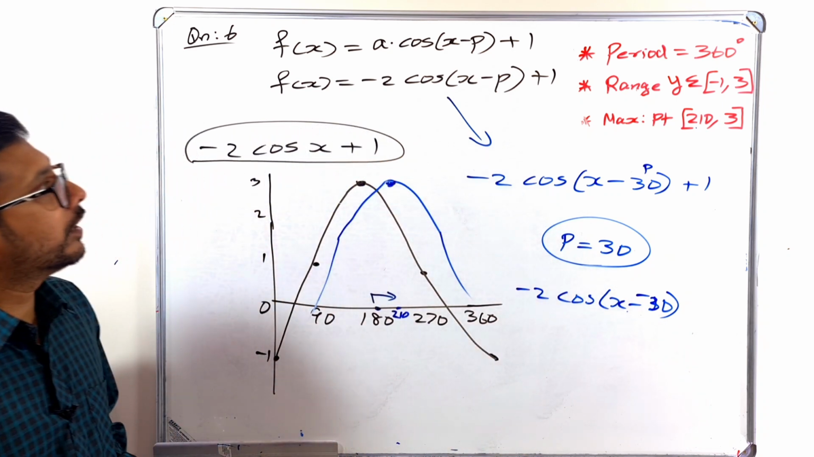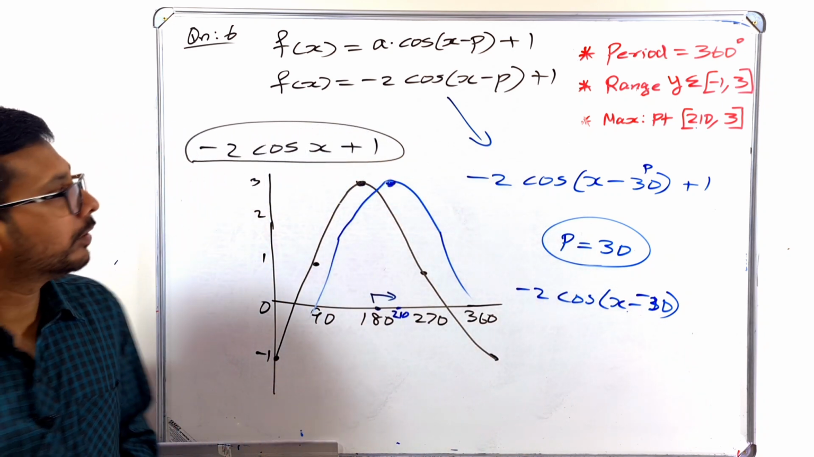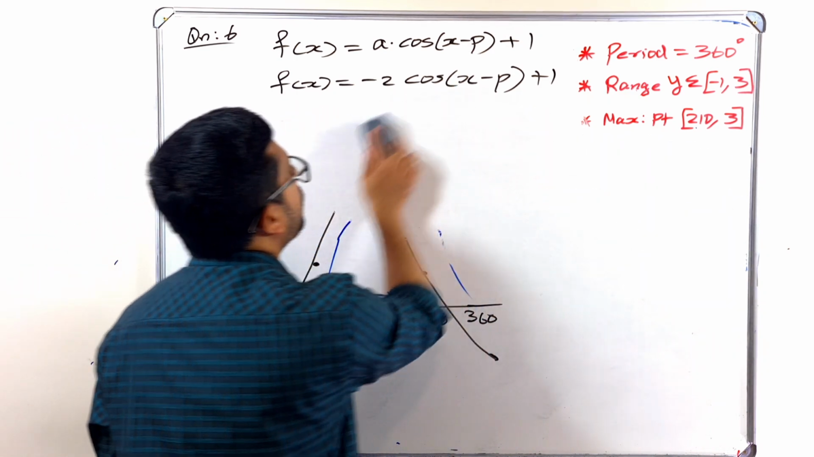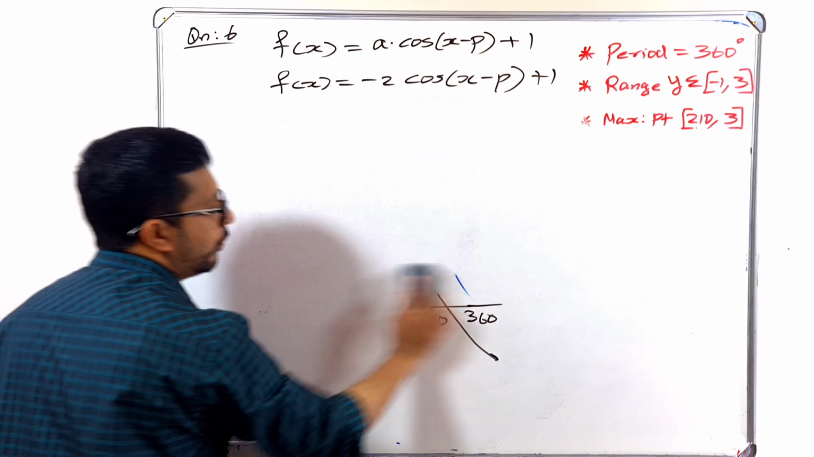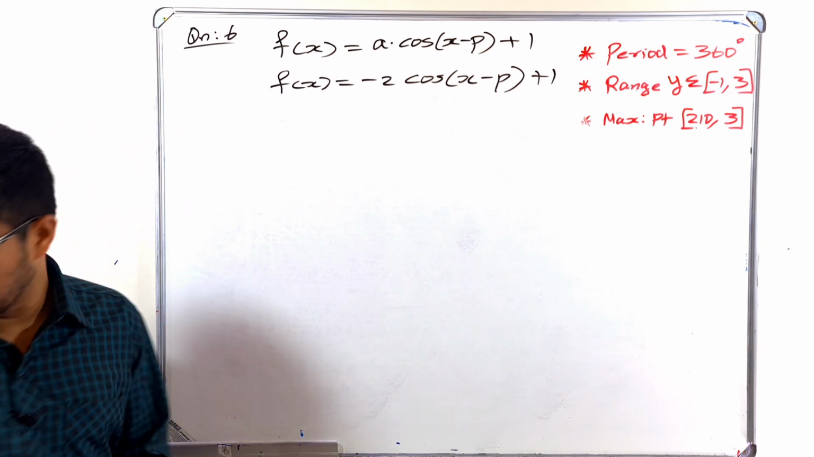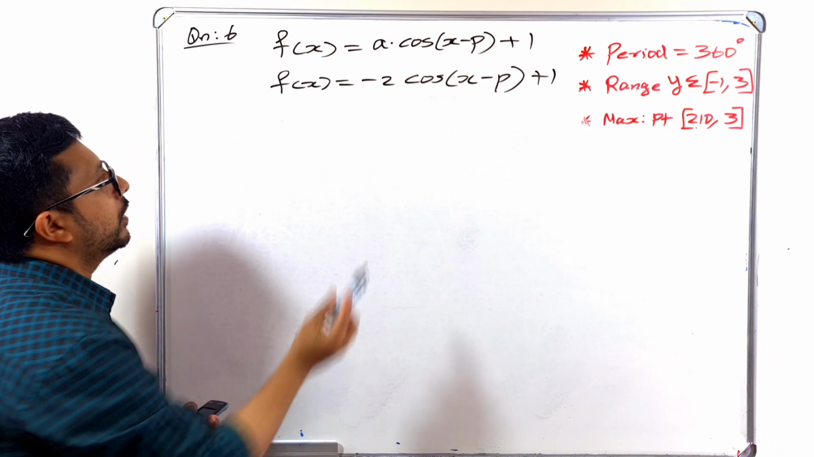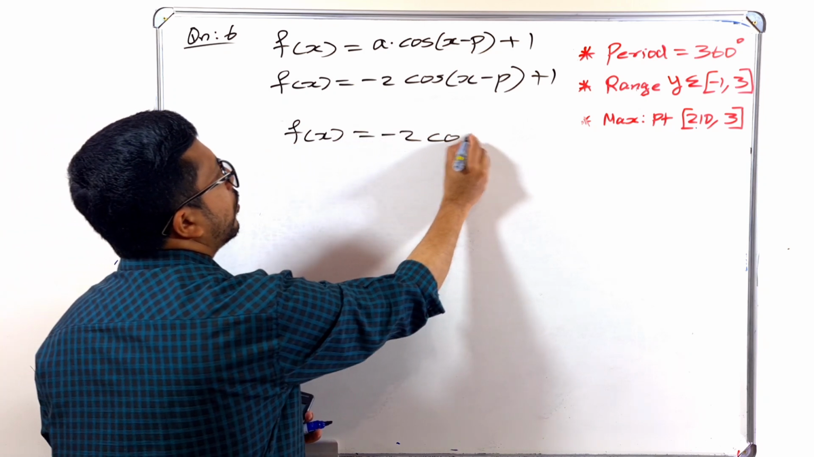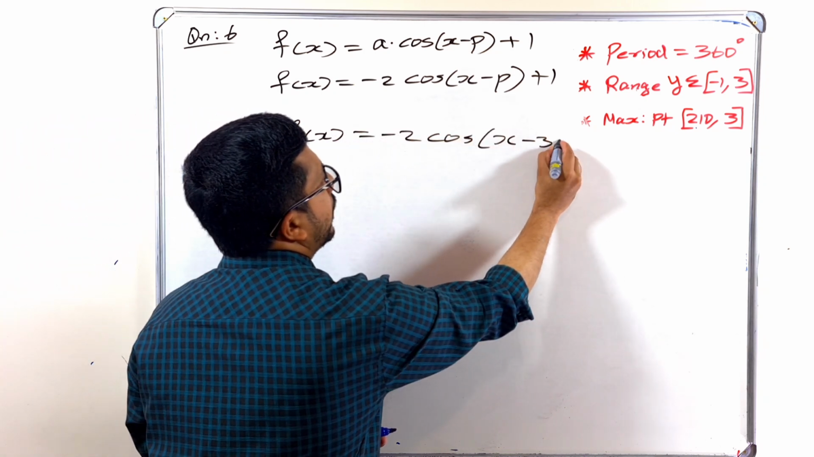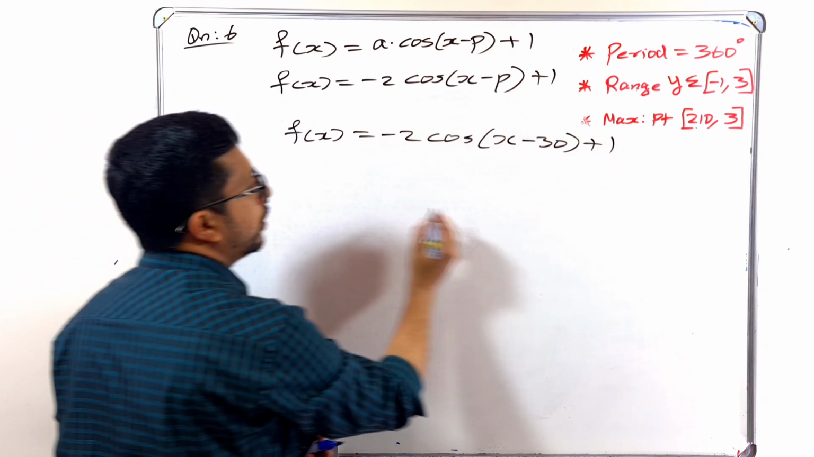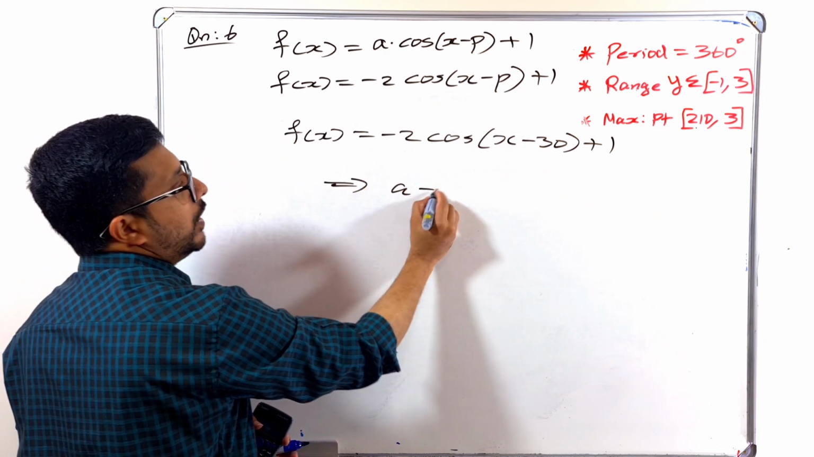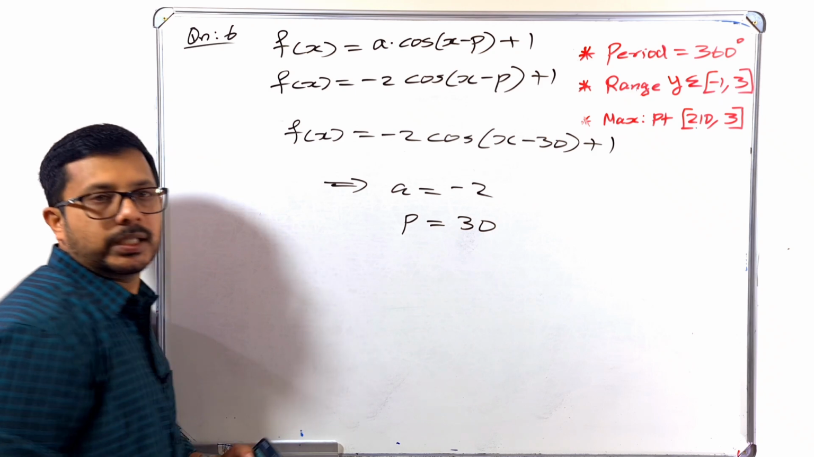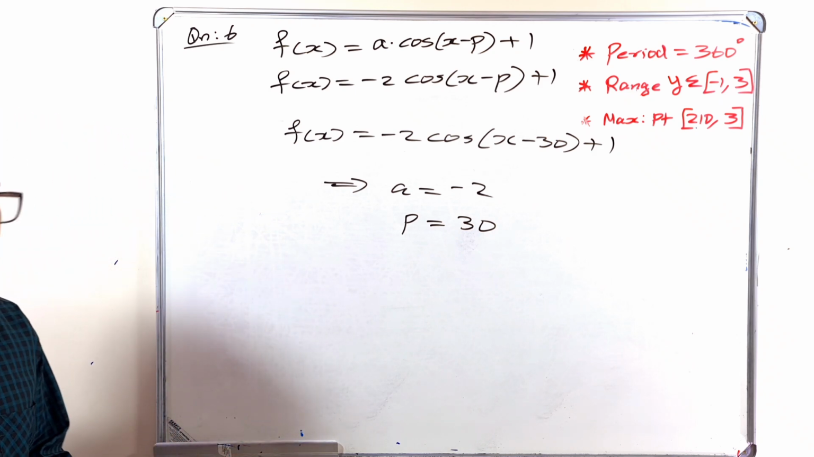So it means that now what is our new equation? Our new equation becomes minus 2. Now we know that the value of p is 30. So f of x is equal to minus 2 cos x minus 30 plus 1. So it implies that the value of a is minus 2 and the value of p is 30. That is the answer.